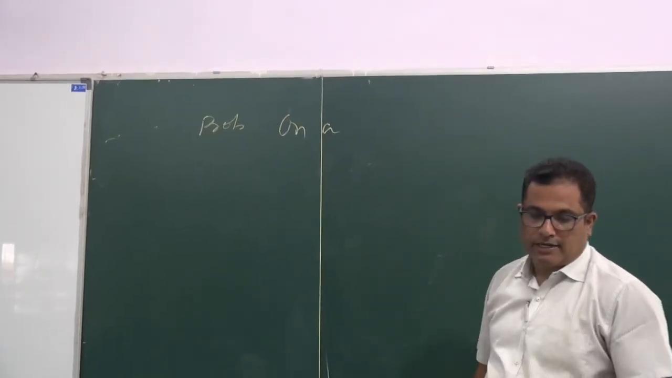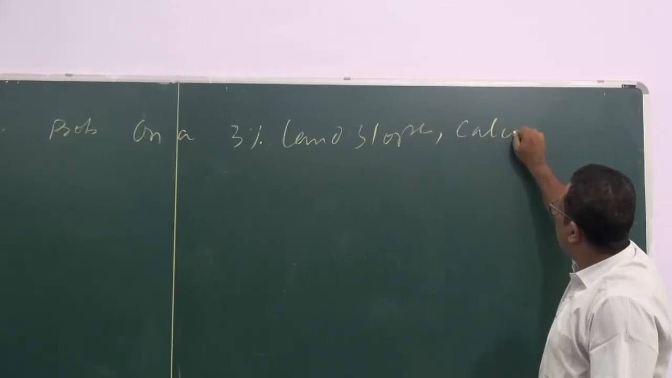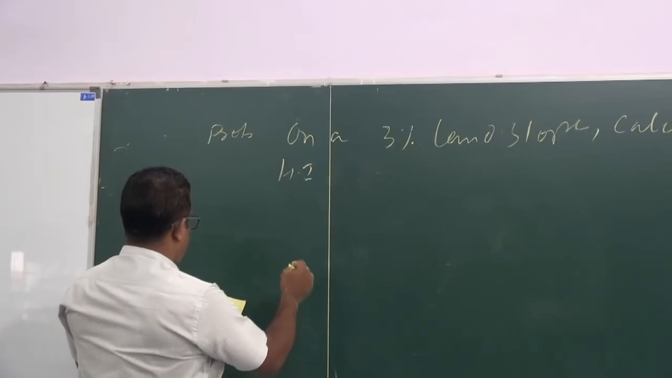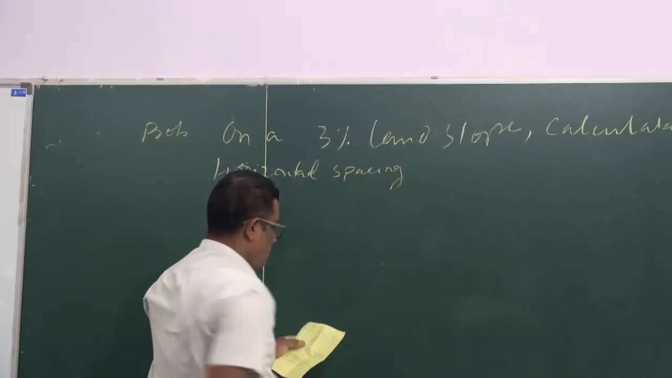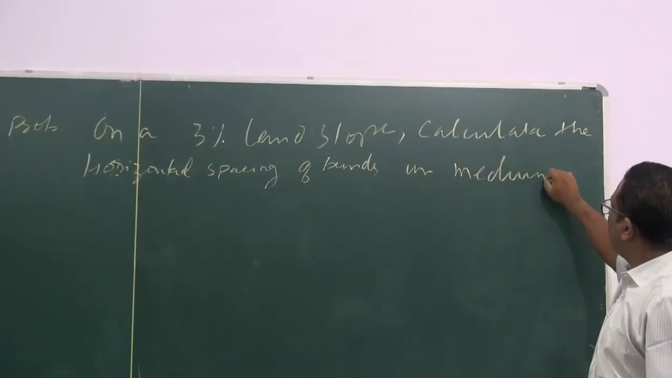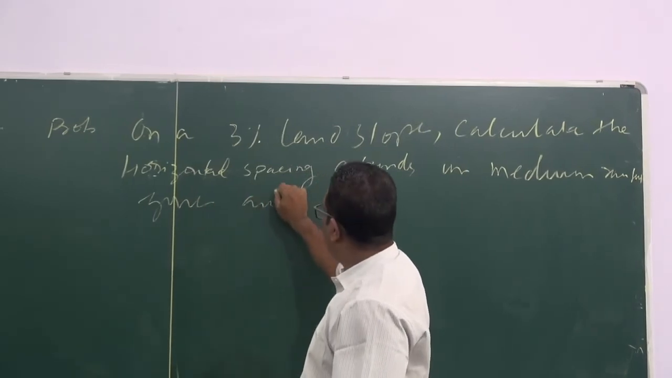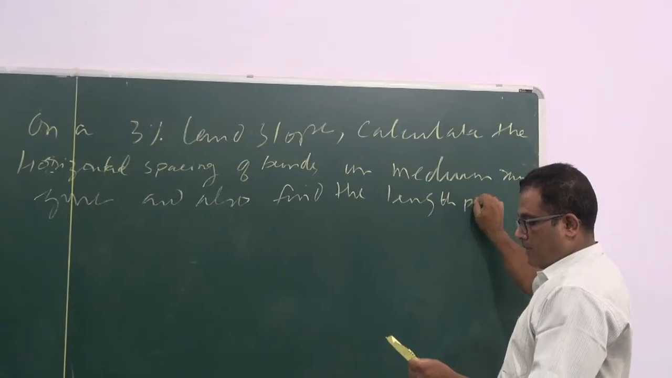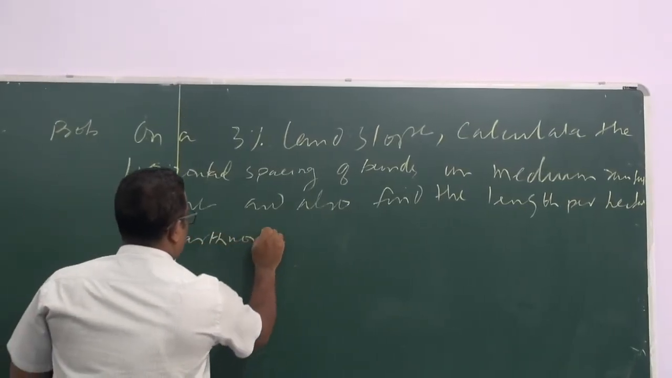Say the problem is: on a 3% land slope, calculate the Hi, or horizontal spacing, of bunds in a medium rainfall area zone, and also find the length per hectare and the earthwork involved.